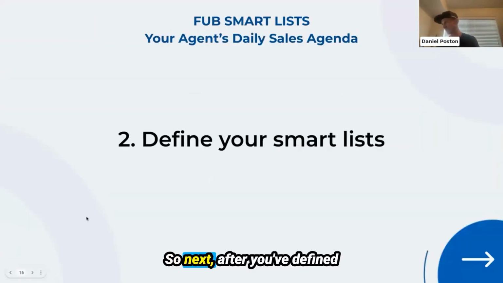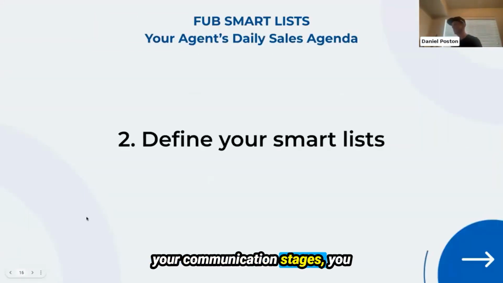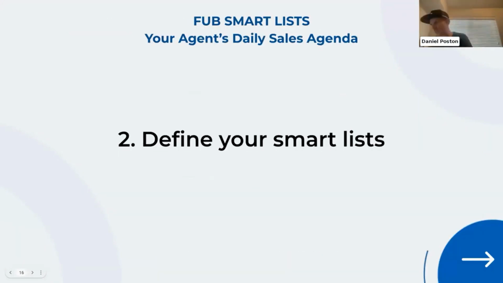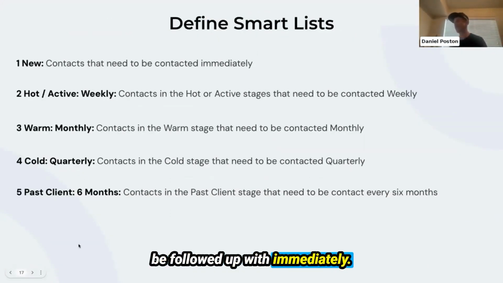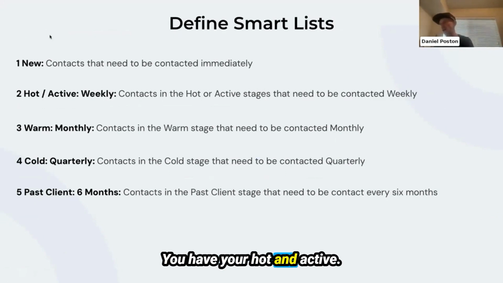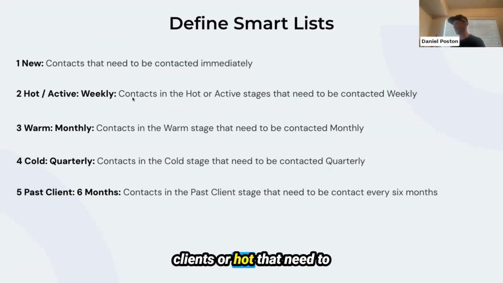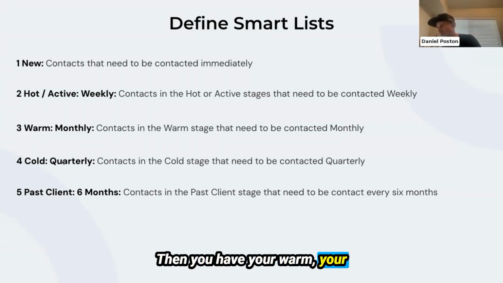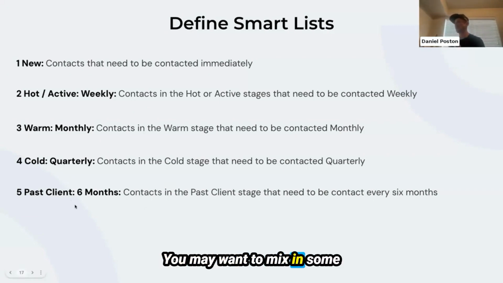So next, after you've defined your communication stages, you want to define your smart lists, your new contacts that need to be followed up with immediately. You have your hot and active. So these are all of your active clients or hot that need to be followed up with weekly. Then you have your warm, your cold, and your past clients. You may want to mix in some other stuff depending on what your sales process is, but this is a good base to get started.